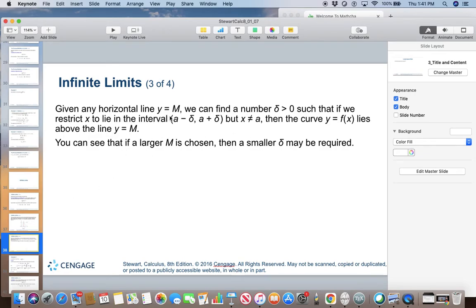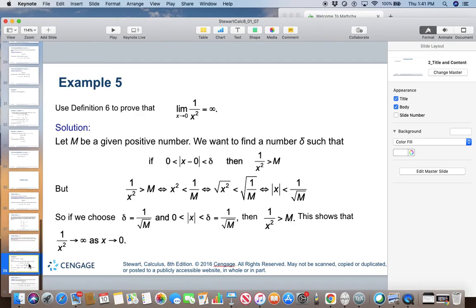So that's what this means. Given any horizontal line y equals M, we can find a number delta greater than 0 such that if we restrict x to lie in this interval a minus delta, a plus delta, but x is not a, then the curve y equals f(x) lies above the line y equals M. You can see that if a larger M is chosen, then a smaller delta may be required.